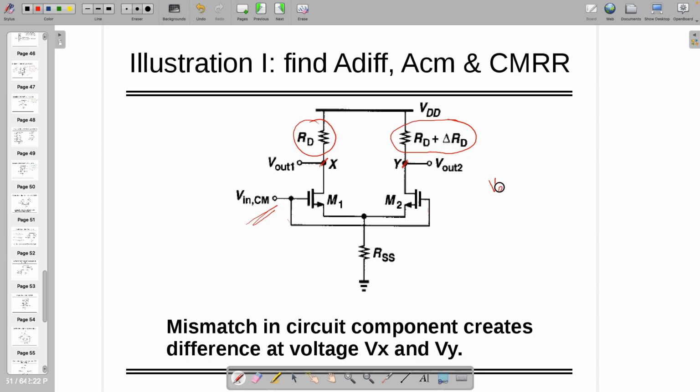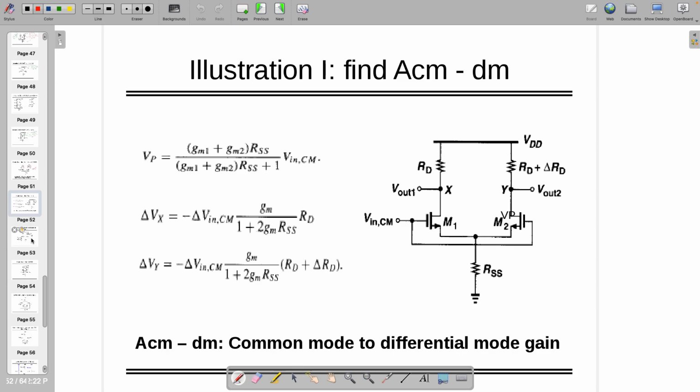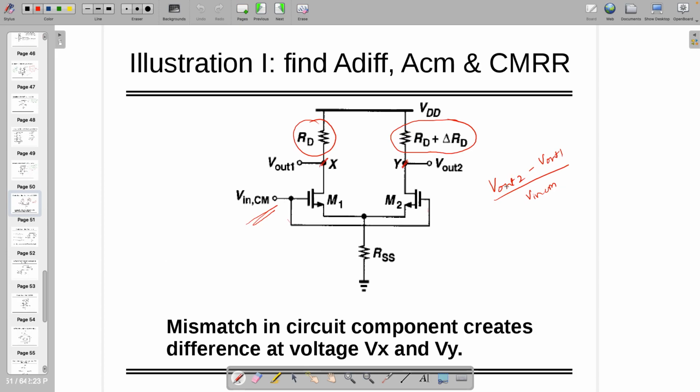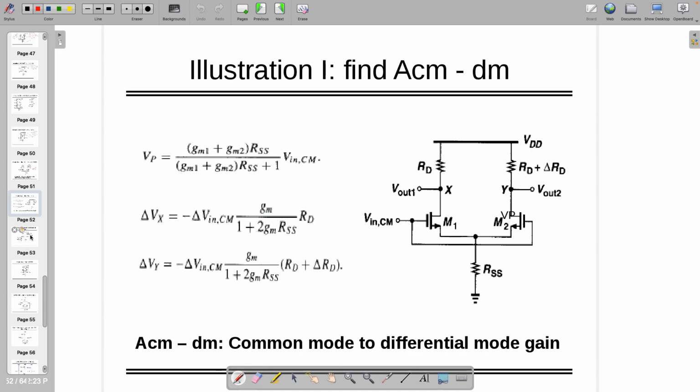So the common mode gain is V out 2 minus V out 1 divided by V in CM. Earlier, both were together, or maybe V out 2 by V in CM or V out 1 by V in CM, so you have to take them separately. You take the gain from both sides and subtract. Where the input is common and the output is a difference, such gain is known as common mode to differential mode gain, ACM to DM.